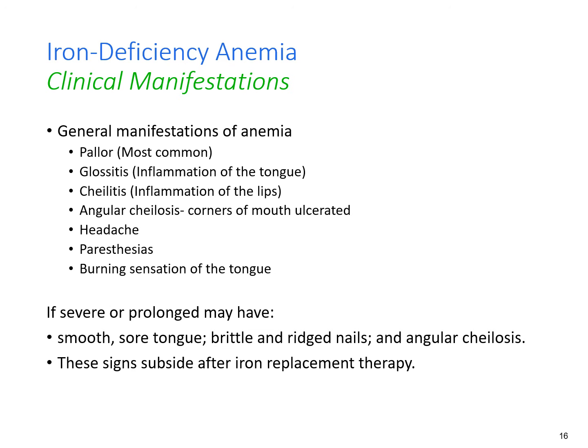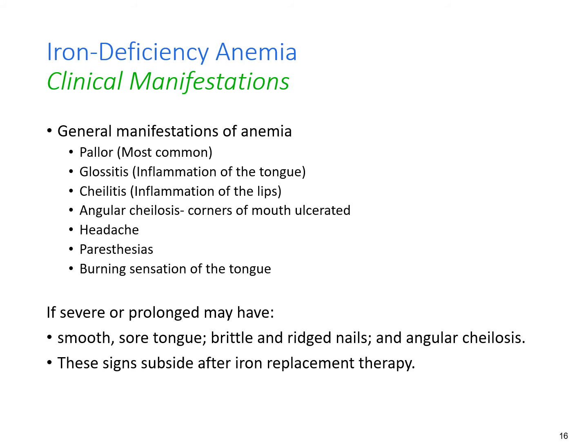All right, so in terms of your general manifestations of anemia, once again, very boring. Nothing for you to be overthinking at all. So you can look pale, which is common. They can get glossitis, inflammation of the tongue potentially. It doesn't mean you're going to see all of this in everybody; it depends on how advanced the condition is. So cheilitis, which is inflammation of the lips, angular cheilosis, where the corners of the mouth are ulcerated. They can get headaches, paresthesias, burning sensation of the tongue.